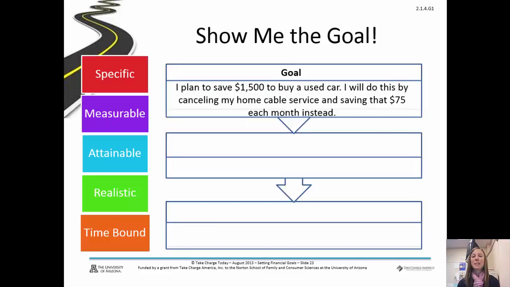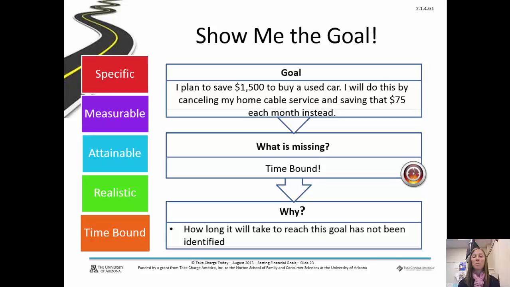The goal is I plan to save $1,500 to buy a used car. I will do this by canceling my home cable service and saving that $75 each month instead. What is missing? S, M, A, R, or T. Try to figure it out right now. And the answer is time-bound. Why? Because how long it will take to reach this goal has not been identified. So the other parts are there.